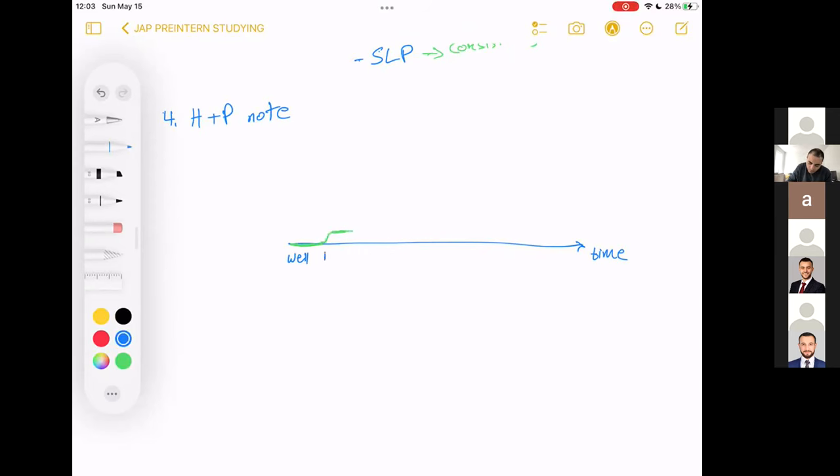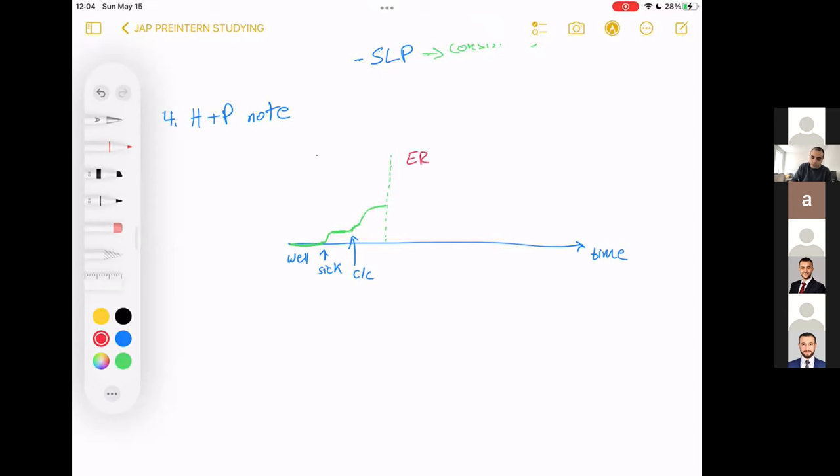So this is the point where he became sick. And then the symptoms worsen a little bit. And this is the point where the chief complaint kind of started with the patient in their mind. And then eventually things get worse, prompting them to come to the ER, essentially.